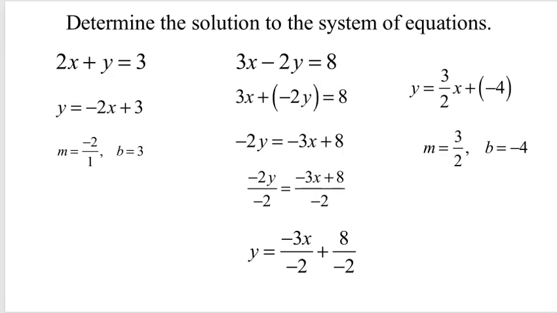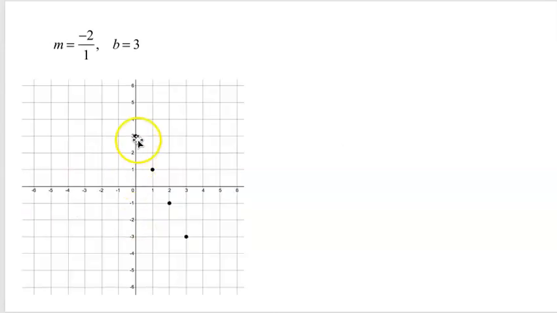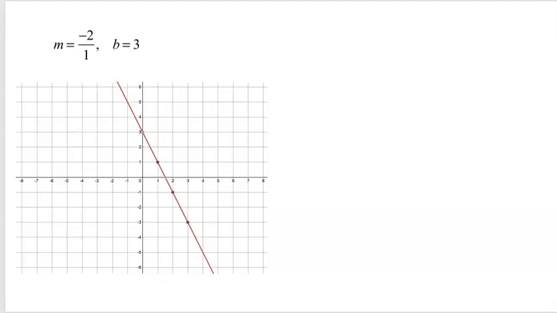So my first case, slope is -2 over 1, y-intercept is 3. Let's graph that line. Y-intercept is 3. From there, rise -2, run 1, rise -2, run 1. So that's what that line looks like. My second line, we have m is 3/2, b is -4. b is -4, rise 3, run 2, rise 3, run 2, boom.